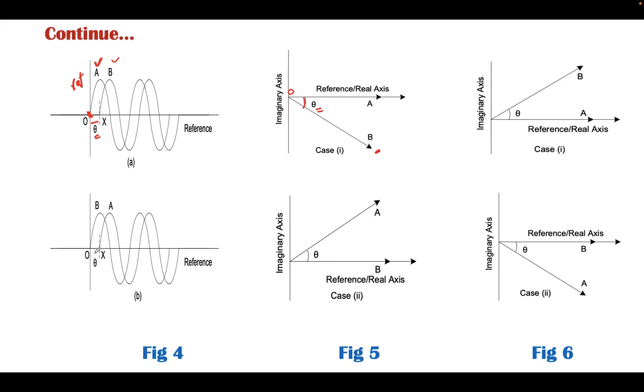Whereas in the second case, this quantity can also be represented differently. If we are taking B along the reference axis, suppose this is the reference B, and then this is the A quantity. This is A, this is B. The reference is shifted to B.